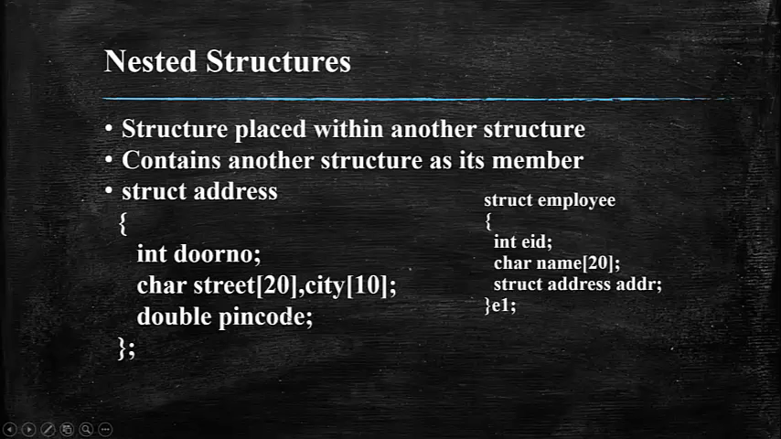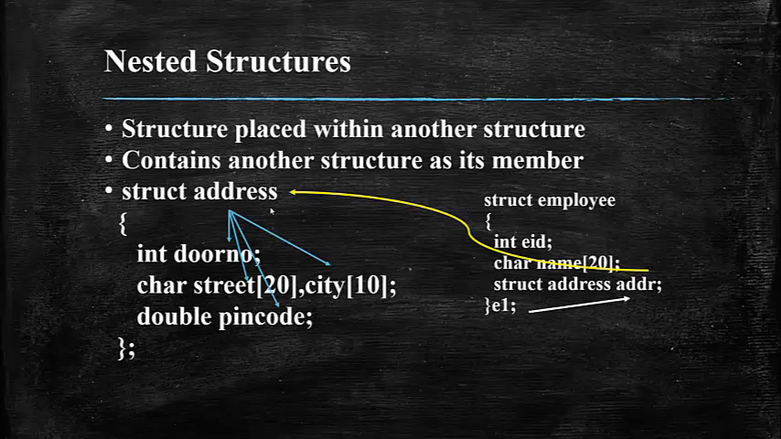So basically, if I want to touch the address, if I want to touch the data that is present in the address, first I'm going to make use of the variable name followed by the dot operator, and then I have to make use of the member of my structure, that is address, which is pointing to the address structure definition. And this address structure definition will point to the door number, street, pin code, as well as the city.